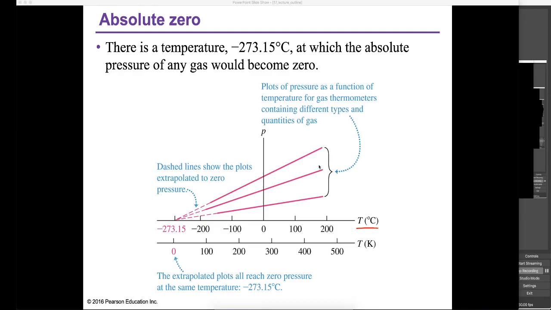By doing some experiments, people use some gas to try to find out what absolute zero temperature is.